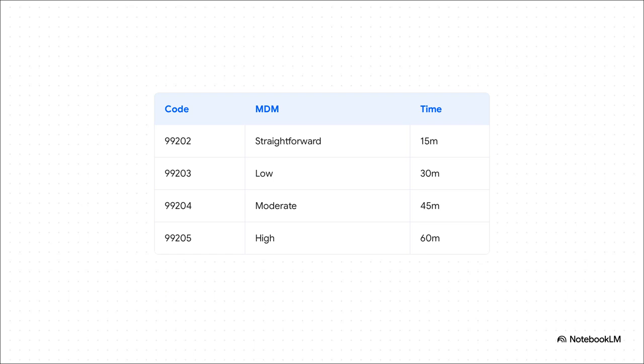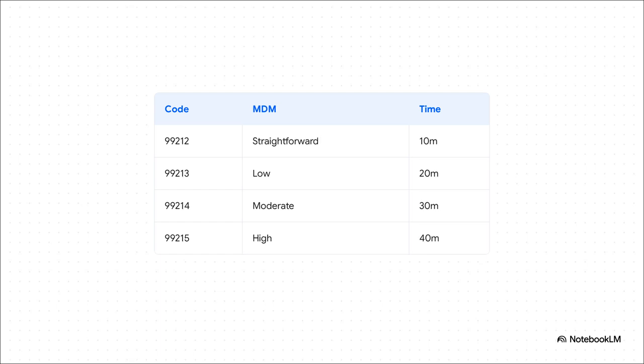Let's see how those MDM levels and our alternative time path pair up with new patient codes based on the CPT 2026 guidelines. Check out how this is structured. 99202 needs straightforward MDM, or a minimum time of 15 minutes. 99203 needs low complexity, or 30 minutes. 99204 is moderate, or 45 minutes. And 99205 is high, or 60 minutes. Notice the pattern? As the complexity goes up, the time jumps in exact 15-minute increments. That's a great little rule of thumb to keep in your back pocket.